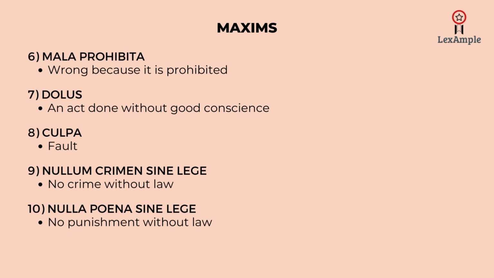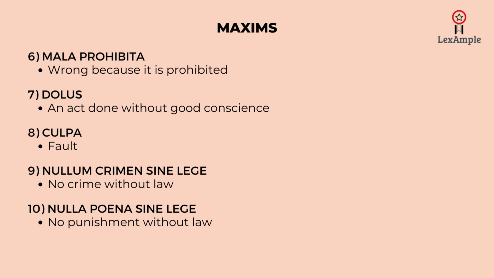Now, dolus means an act done without good conscience, and culpa means fault. Nullum crimen sine lege means no crime without law. So we have this Personal Data Protection Bill which has recently been introduced in the parliament, which actually puts some restrictions on how our personal data which has been collected by third parties is used, for which we don't have a legislation right now. So let's say there is an act for which there is no legislation which prescribes a punishment. Let's say you visit a restaurant and they collect your data, which they later sell to third parties. Now you cannot take any action against them because there is no such crime prescribed by any legislation, which means there is no crime without law.